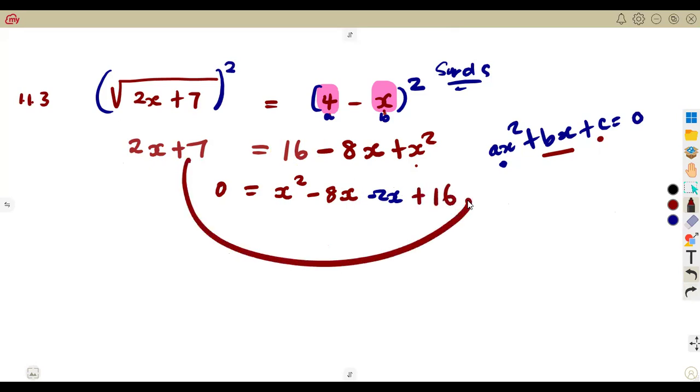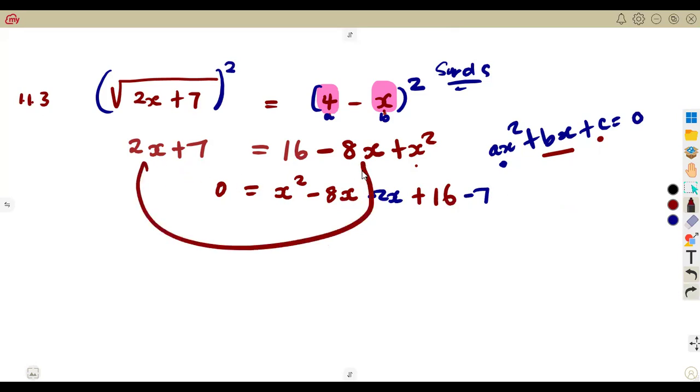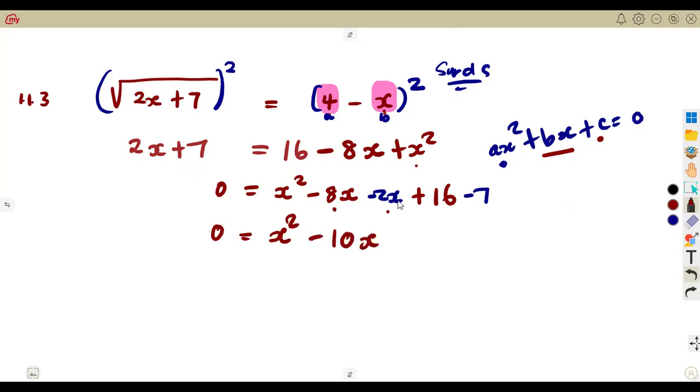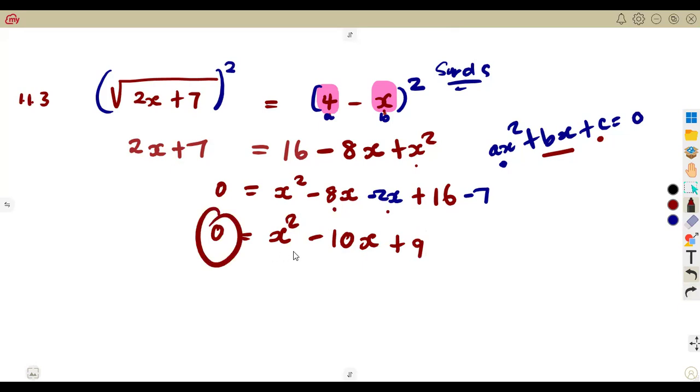I take the 7 to the other side. It's going to be what? Negative 7. So this stage is not even necessary to show, as long as you can subtract mentally, you can do that. All right? So that's 0 is equal to x squared minus 8 minus 2, that's minus 10x. 16 minus 7 is going to give us positive 9. As we can see, we have one side equal to 0, so we can solve our equation.